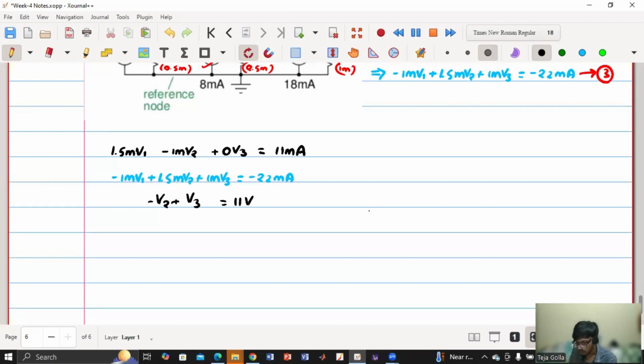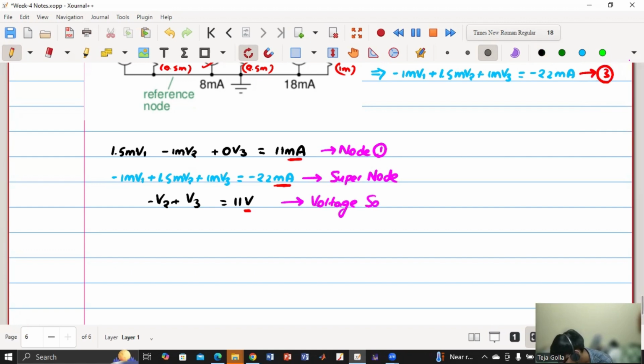So now you have to be careful, right? Here the unit is milliampere and here the unit is volt. So that should be very clear. So first we got it at node 1, and then we got the expression at the super node. Then we got the expression at the voltage source. So is this clear until this point? Is it clear?